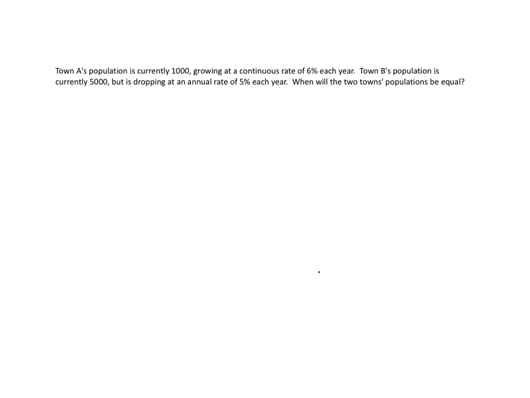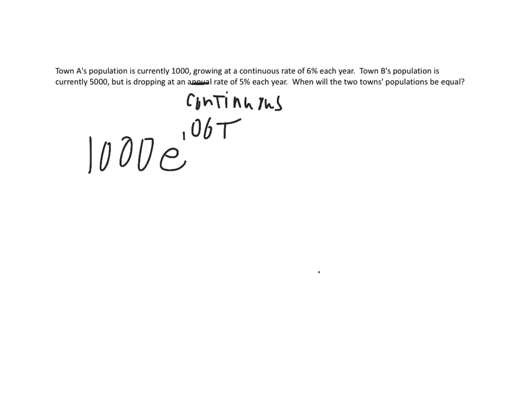Sometimes you're going to get both of these. Let's solve this as if this were also continuous, all right? I think this is worth watching. So I'm going to get town A. Town A is going to have 1,000 times e to the 0.06t. And if it's dropping, 5,000 e to the negative 0.05t, right? Because if it was continuous.